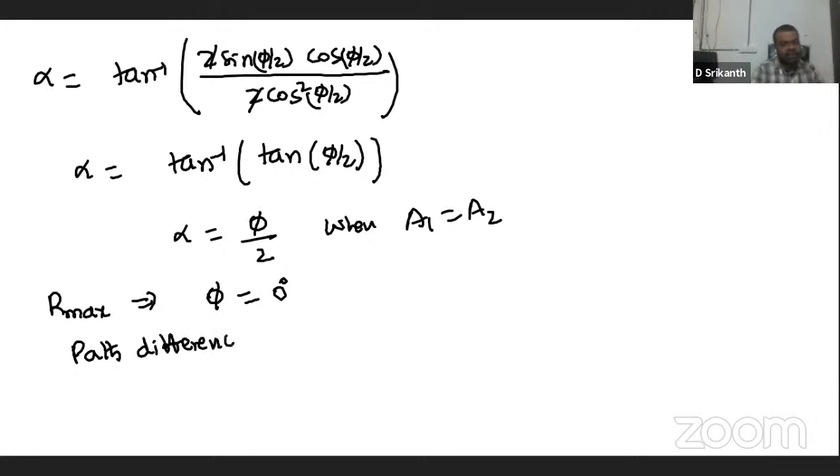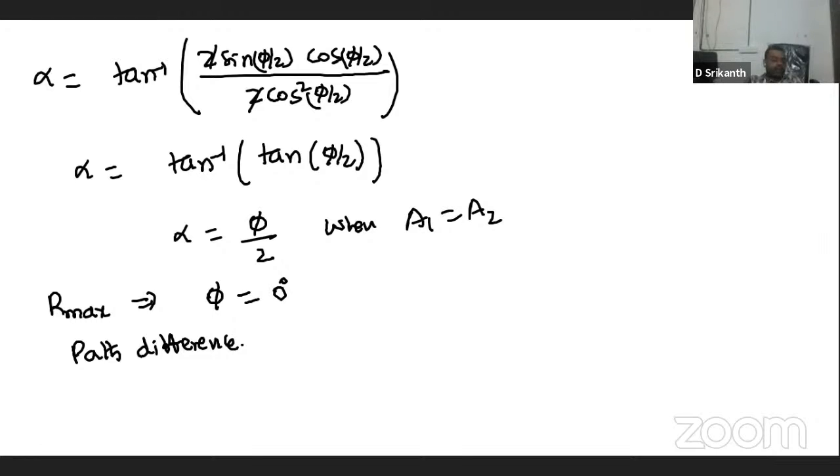Now let us introduce the term called path difference. Path difference is defined as the difference in the distance or path traveled by any two reflected light rays or refracted light rays. That can be called as path difference.